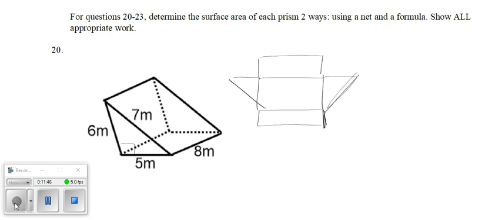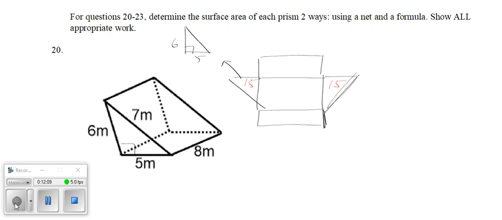Now when we get to this, you're supposed to put the area of each face. So when I think about this triangle, and I bring it over here, what's the base and the height of this triangle? It's 5 and 6. So our formula is base times height divided by 2, or 5 times 6 divided by 2, which means that each of these faces is 15. So I'm going to write 15 inside there.